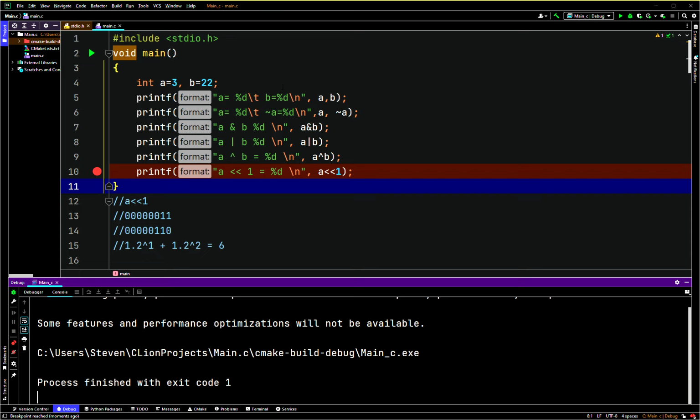So we'll have a few more here. We'll have 1 right shift. I'll literally just copy this whole thing here. Code reuse.